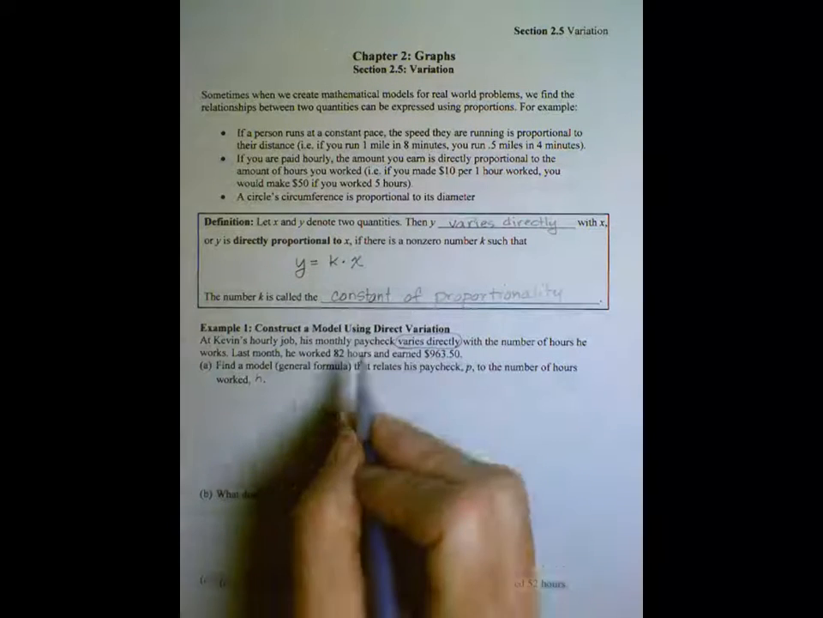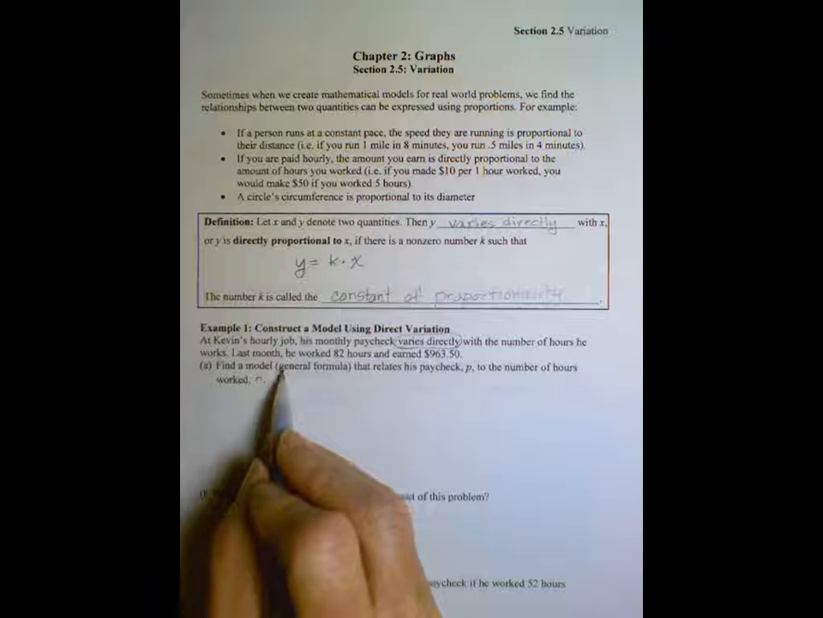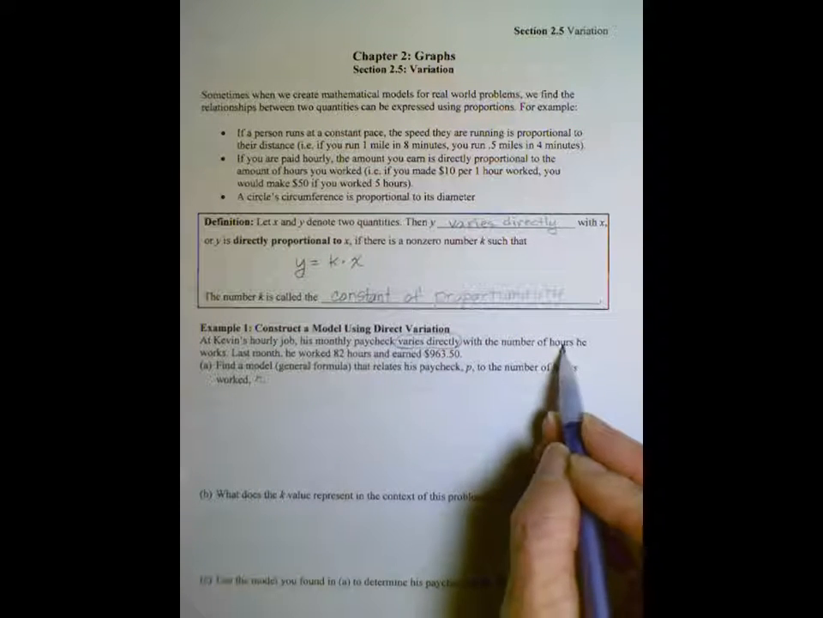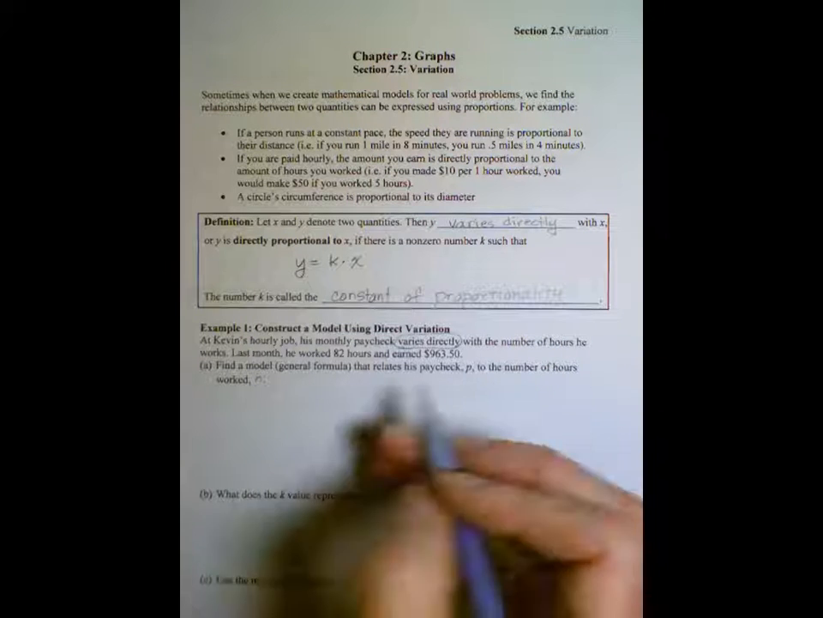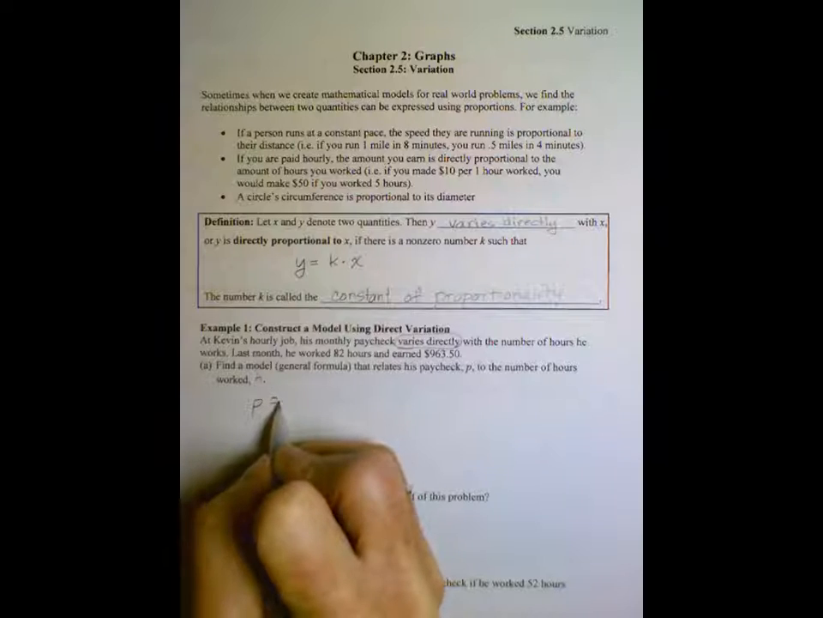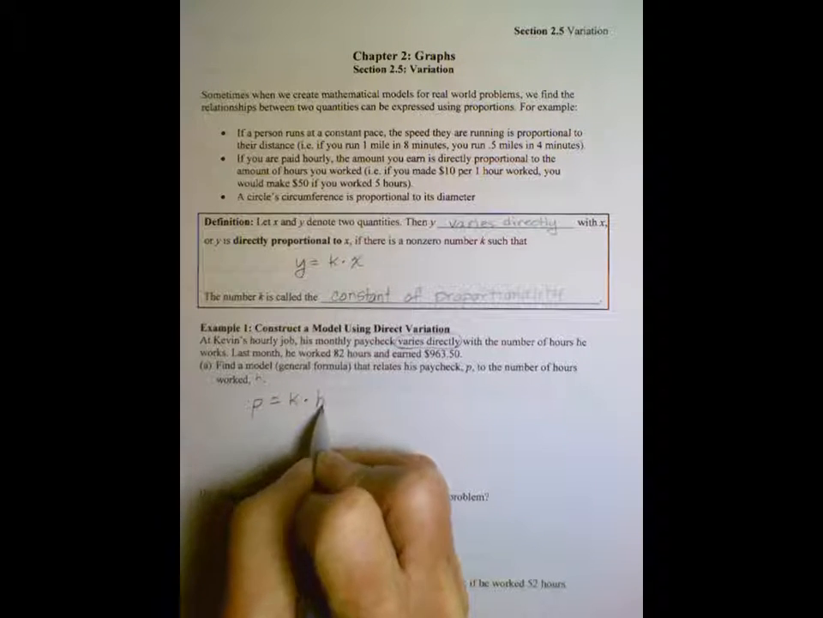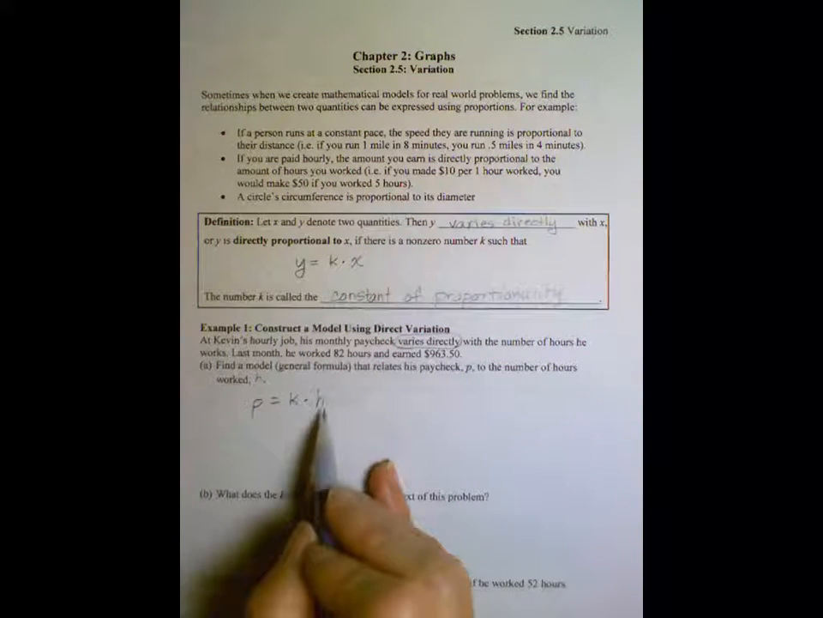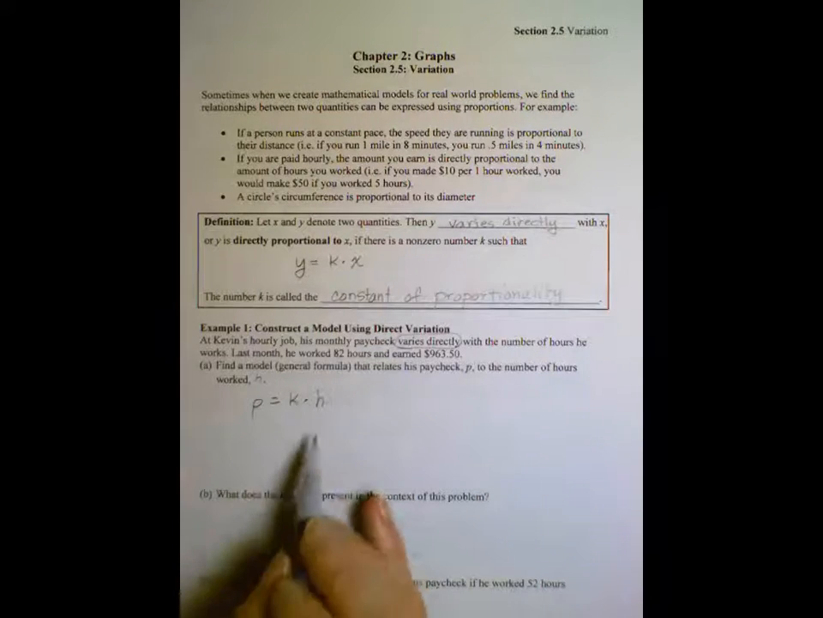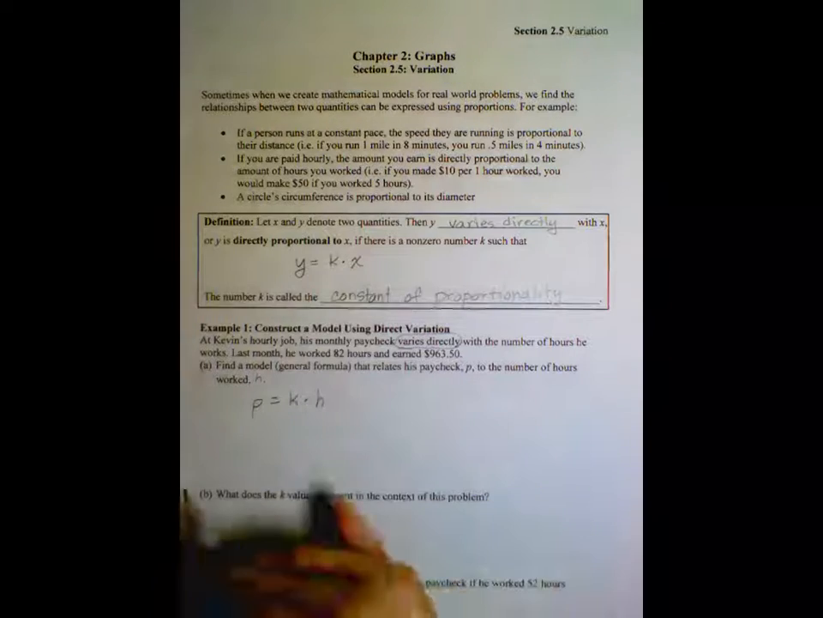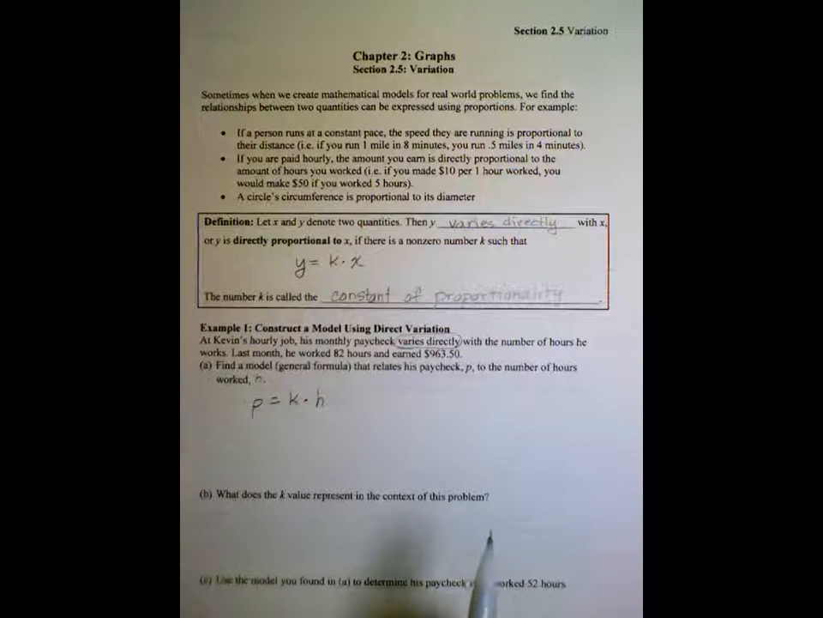It says his pay varies directly with hours. I'm just looking for the key words. Pay, so instead of y varies directly with x, it's P varies directly with h. Just substituting different variables, but it's the same idea. Pay varies directly with hours. And we're to find a model for Kevin. This is just a general model, works for any situation like this with paycheck and hours. But for Kevin, what is it?